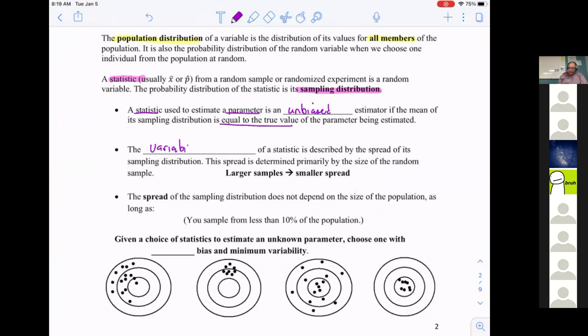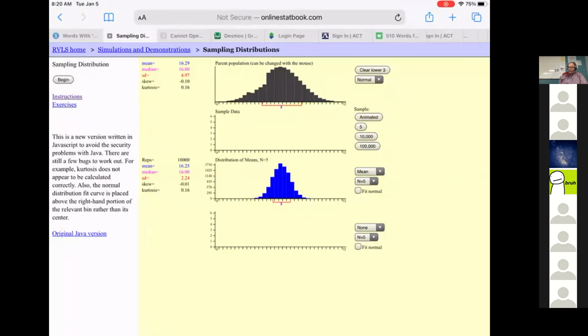The variability of a statistic is described by the spread of the sampling distribution. The spread is determined primarily by the size of the random sample. So let's flip over here and look at this real fast. We just said that the variability is dependent upon size.